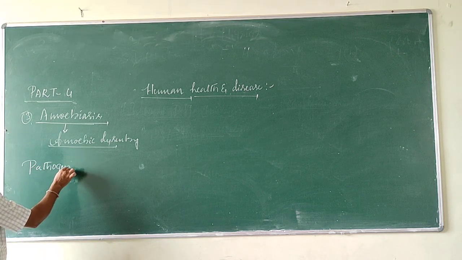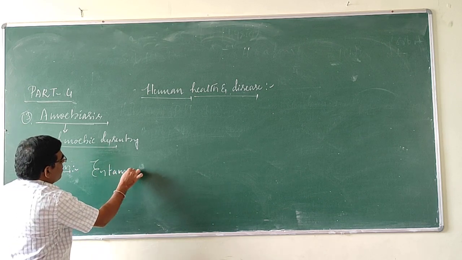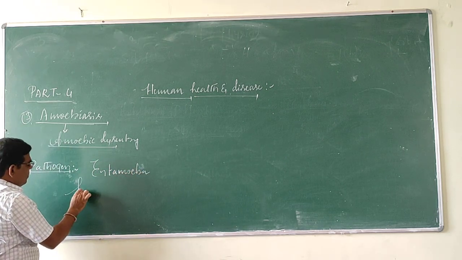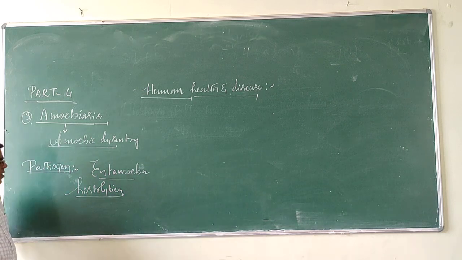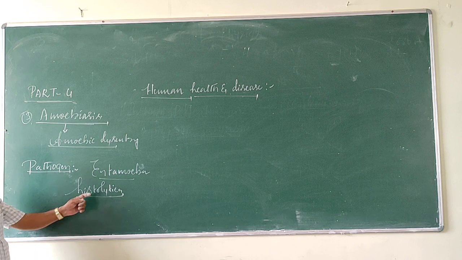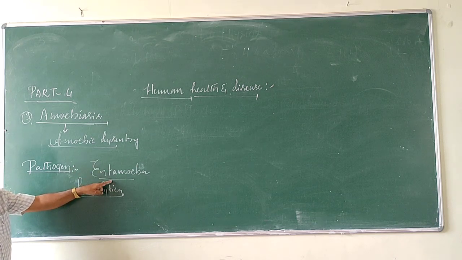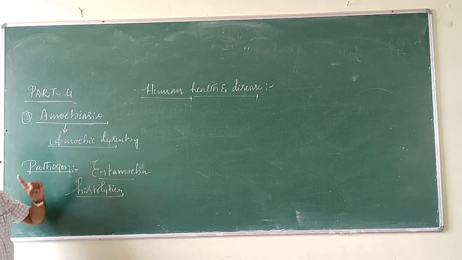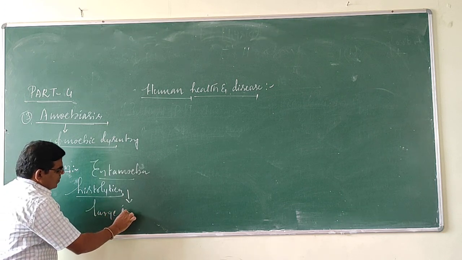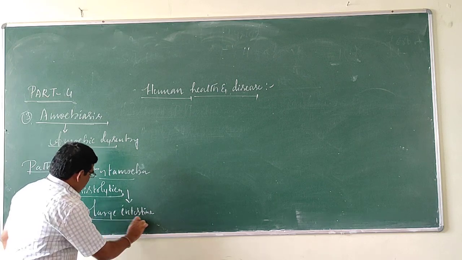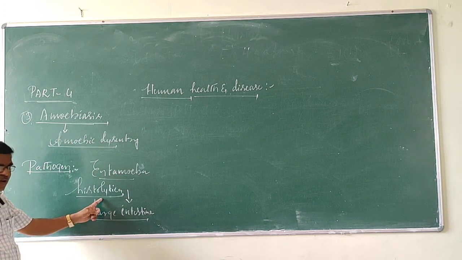The pathogen that causes amoebiosis is Entamoeba histolytica. It is the causative agent, the pathogen of amoebic dysentery. Amoebiosis is caused by Entamoeba histolytica. It's a parasite. It is present in the large intestine. The pathogen which causes amoebic dysentery is Entamoeba histolytica. It's a parasite.